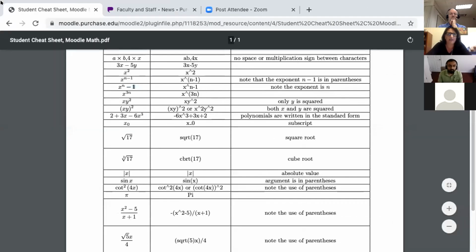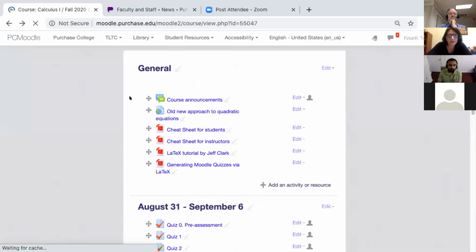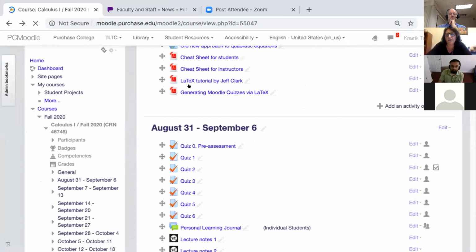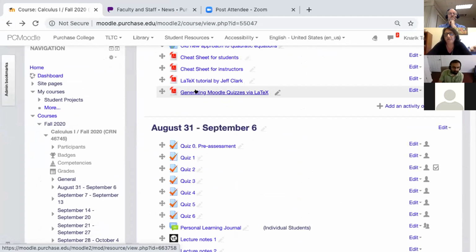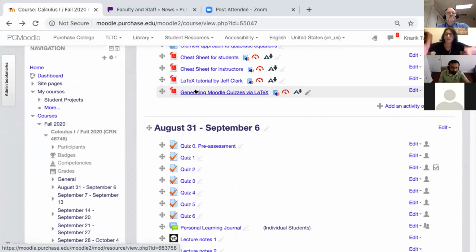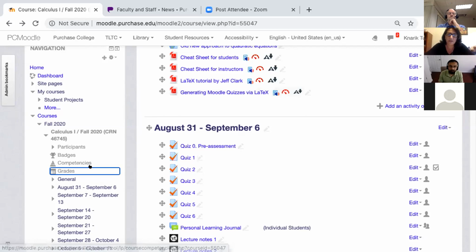I'll share it again. There is another way of how you can generate Moodle quizzes via LaTeX, which means there is this LaTeX program where you can type in the entire quiz or entire test, and it will generate it, and you can export it to Moodle. But it's a little more complicated. If you have ever worked with LaTeX, then you can create your test in LaTeX and bring it here.